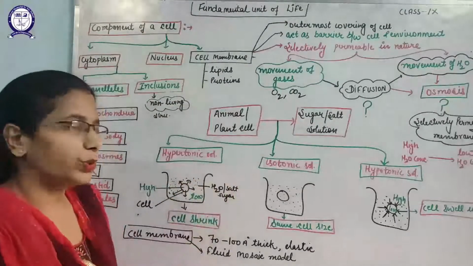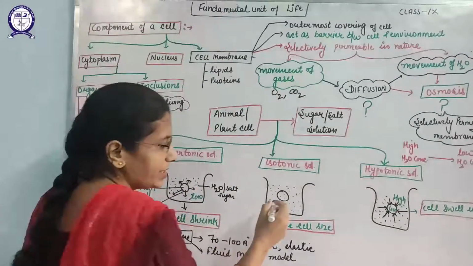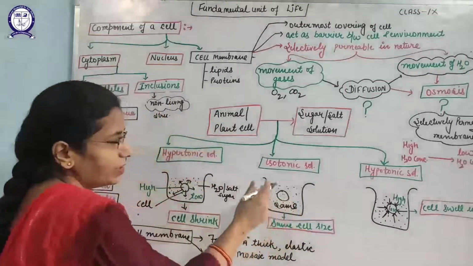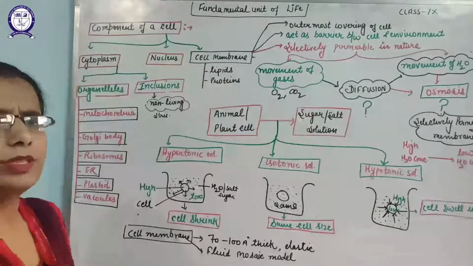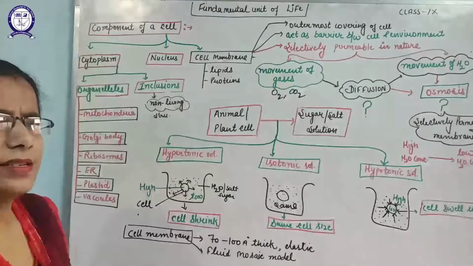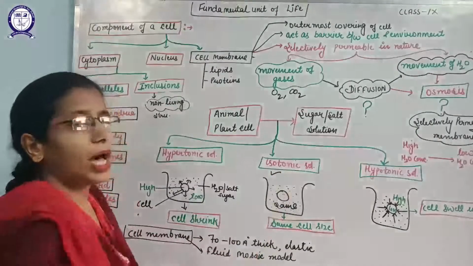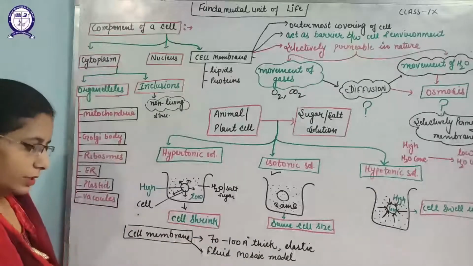Third is the isotonic solution. When the concentration of water is the same both inside and outside the cell, as a result there will be no net movement of water between the cell and the environment. As a result, the size of the cell will be the same. That is why it is known as isotonic. So there will be no increase in the cell size.